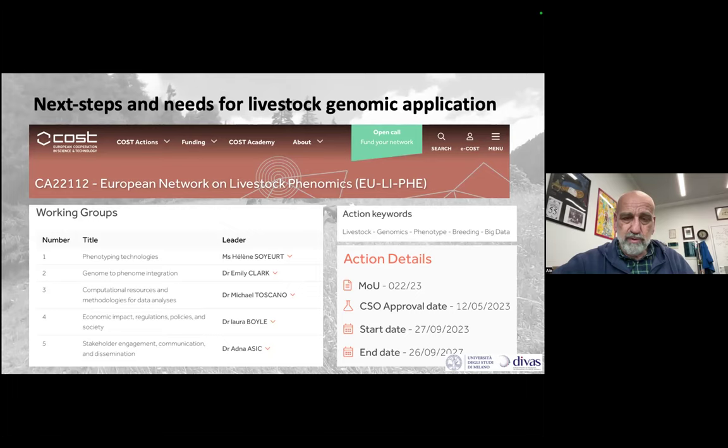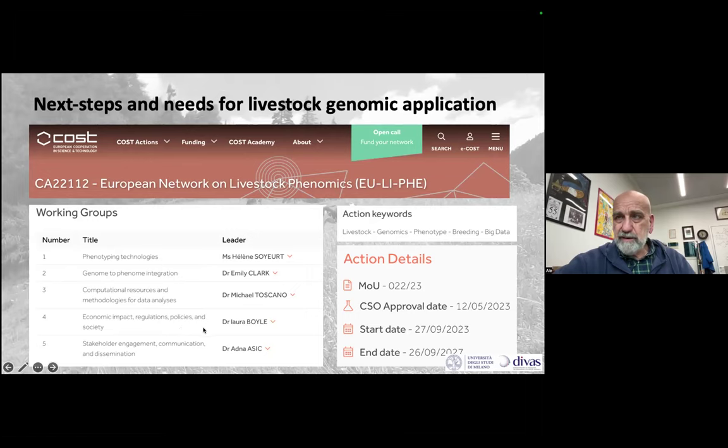I think this is a very good container to discuss all these topics, because, as you see, the coordinator is Luca Fontanesi from Bologna. There is a large group of contributors, and the work packages are phenotyping technologies, genome to phenome integration, computational resources and methodologies for data analysis. You see, this is one of the topics that the livestock community is dealing with, and is exactly fitting the bioinformatic tools that you guys are working with.